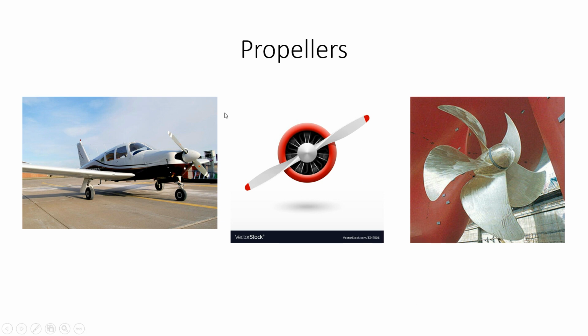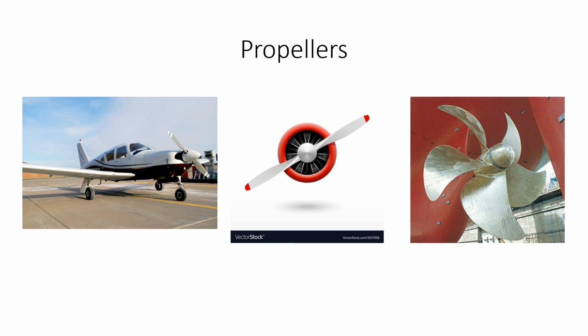Obviously aircraft use propellers, and the power required to run the propeller can come from any type of engine. It can be an internal combustion engine like the piston engines, or it can be a jet engine, so it can be a turbojet engine. And propellers can even drive ships.